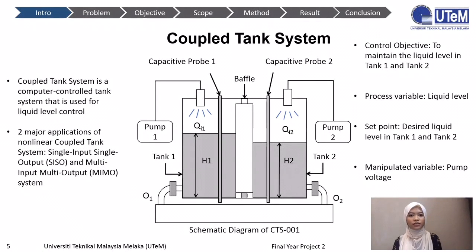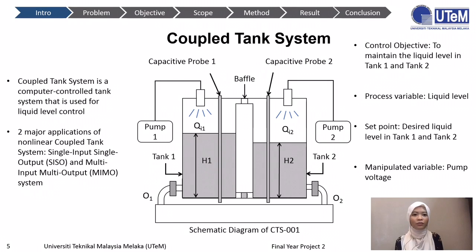Next is couple tank system. This is the schematic diagram of couple tank system. It is a computer control tank system that is used for liquid level control. There are two major applications for this couple tank system, which is SISO, single input and single output, or MIMO, multi-input, multi-output. The control objective is to maintain the liquid level in tank 1 and tank 2.